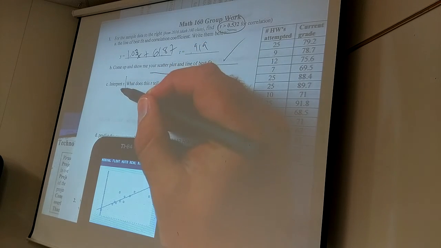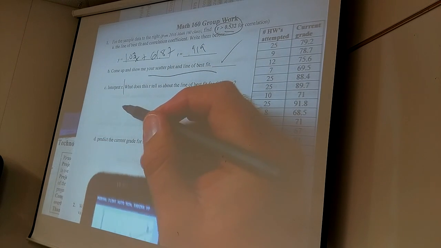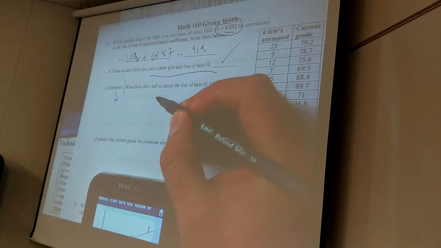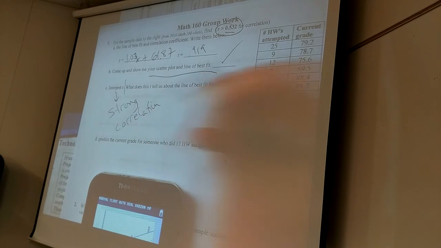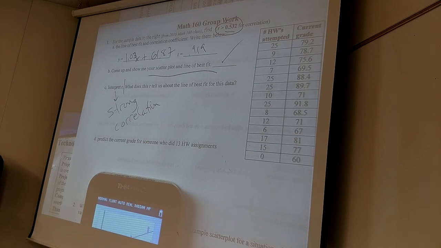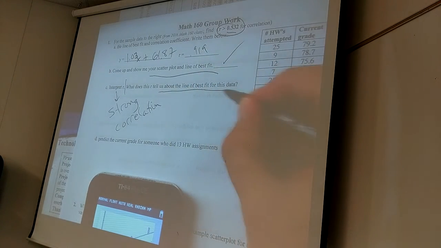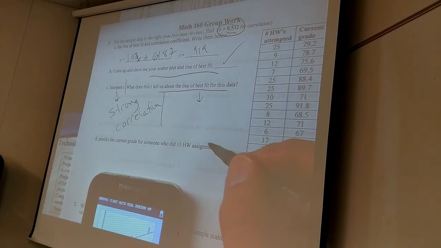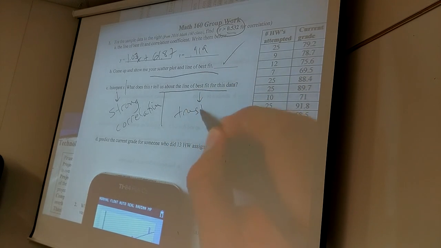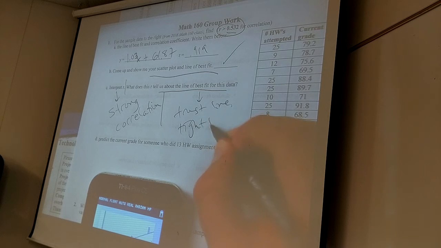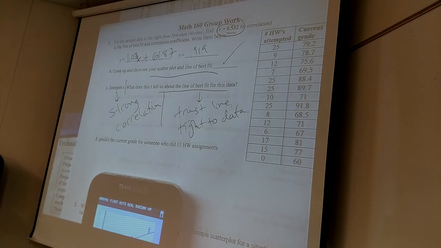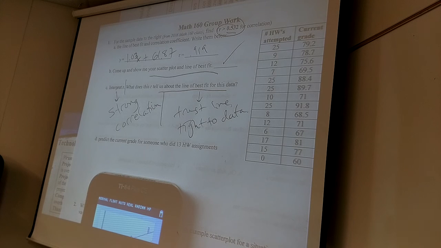Interpret R. That's its own question. And Joe is ahead of the game here. What'd you say, Joe? Strong correlation. Sure, or you can say decently strong, whatever you like. And what does it tell us about the line of best fit? That's a separate question. We trust it. Anybody say something different? It's tied to the data. Good. We can trust it to make predictions, and so forth.